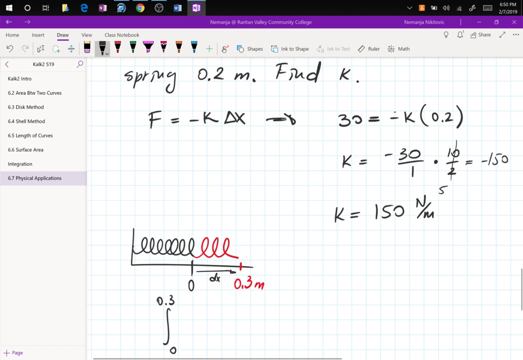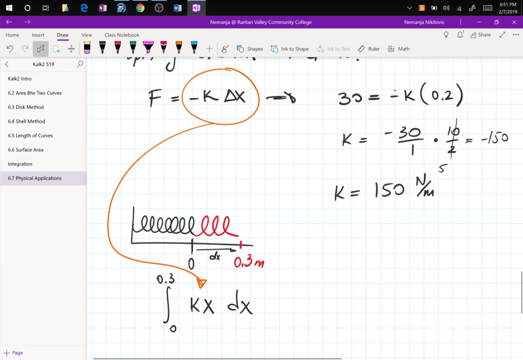So now, what do I have? My force is the force of the motion. So that's going to be my kx. That's this formula here. Let me go orange for that. Remember that we're going to plug in negative 150 later, so don't worry about the negative now. So that's your force, and then you have your dx at the end. So what we have is the integral of negative 150x dx from 0 to 0.3.